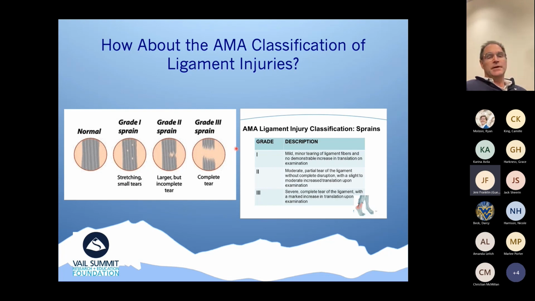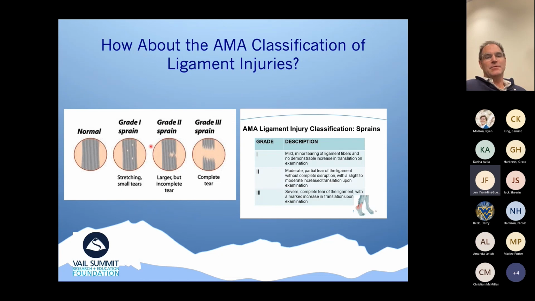But you need to get better and better as you go through this year with your IKDC classifications. A grade 1 tear of an MCL or an ACL on the IKDC is 2 to 5 millimeters of increased translation. 5 to 10 millimeters is grade 2, and greater than 10 millimeters of increased translation relative to the other side is a grade 3. Whereas this is just easy to understand, but a lot more vague.